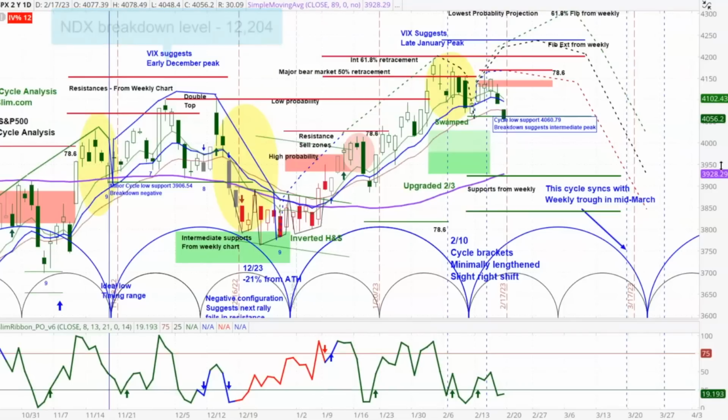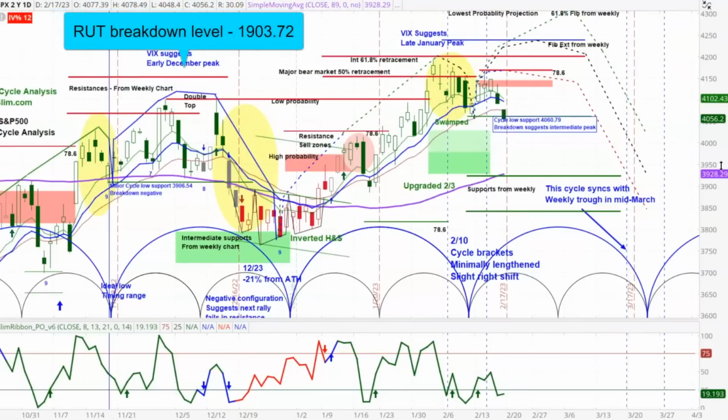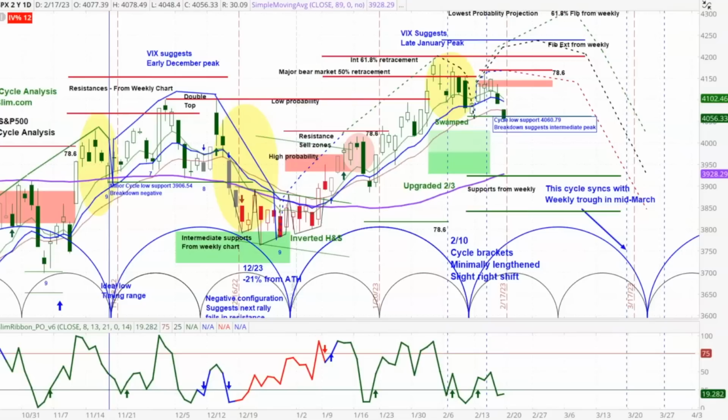But the Russell has the biggest risk with interest rates going up because it's made up of the zombie stocks, the stocks that have to borrow a lot of money, and as interest rates go up, it's bad for them. So I would not be surprised to see the Russell, the RUT, or the IWM accelerate soon to the downside.